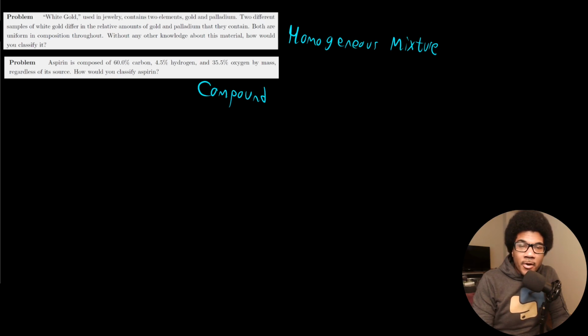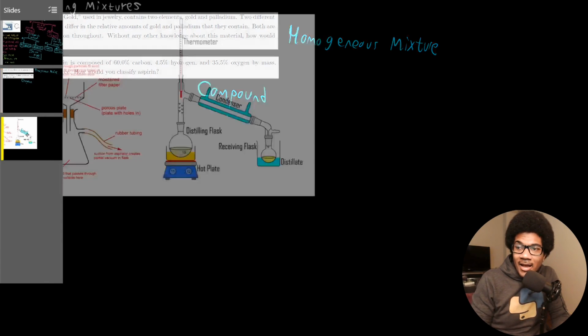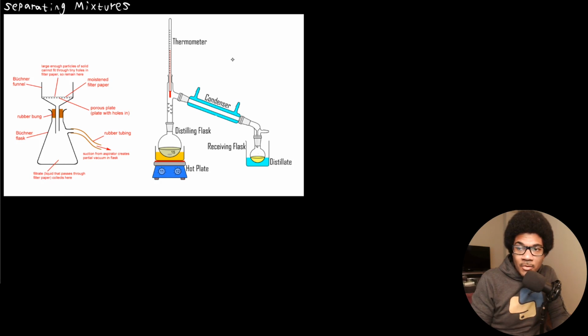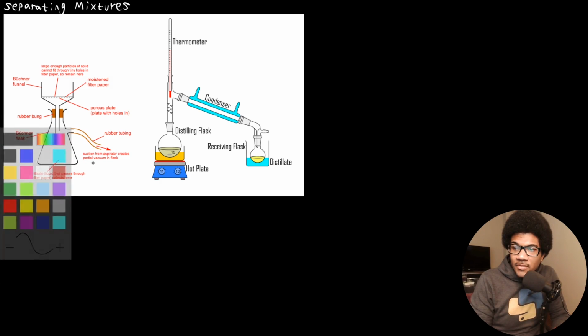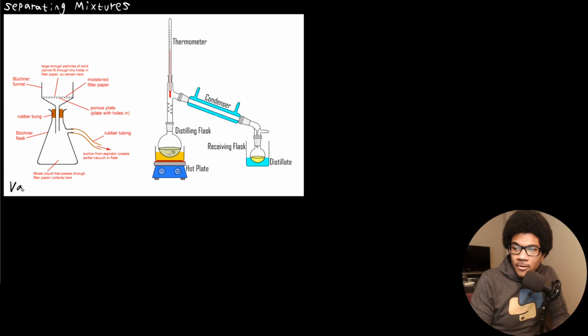Now, earlier I mentioned that physical separation doesn't just have to be picking different elements of this mixture apart, or separating it with my hands, right? There are other physical techniques that we use in chemistry in order to separate mixtures. And these are two. The first one that you see here is called vacuum filtration.